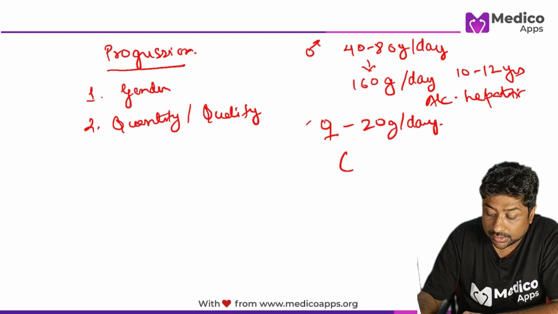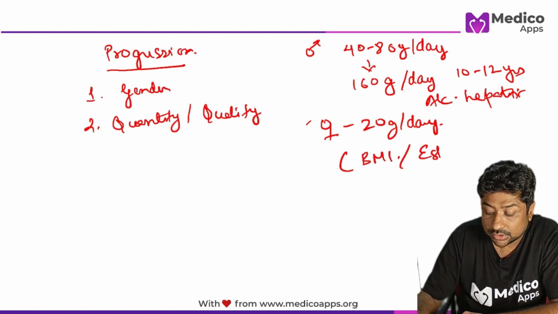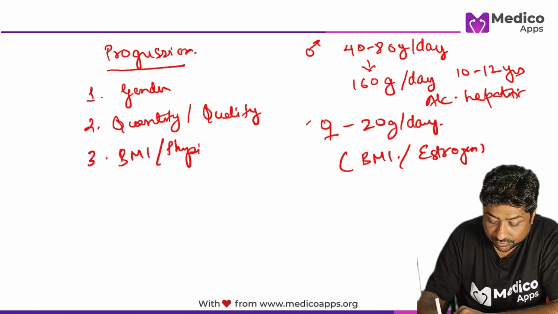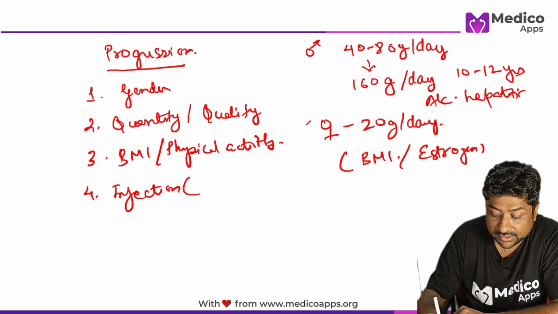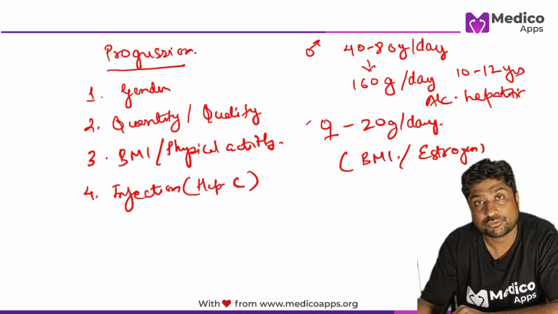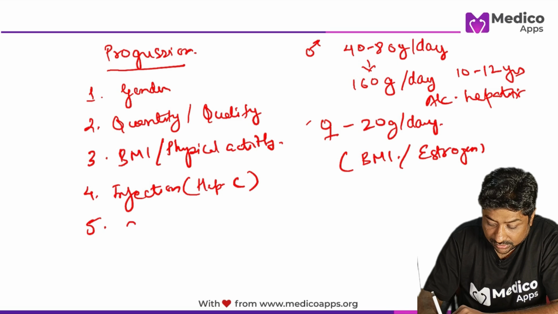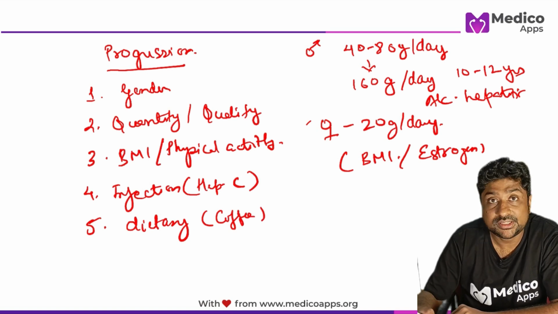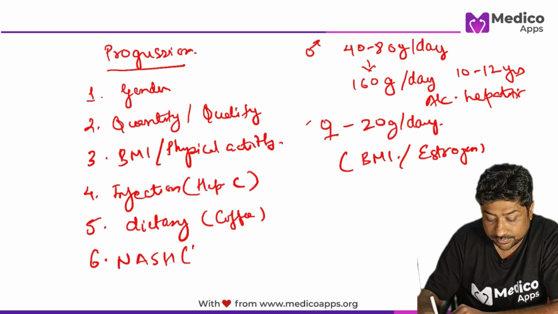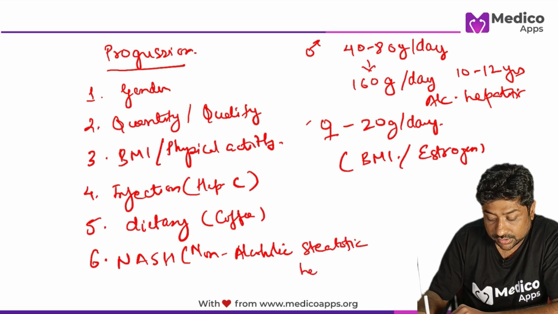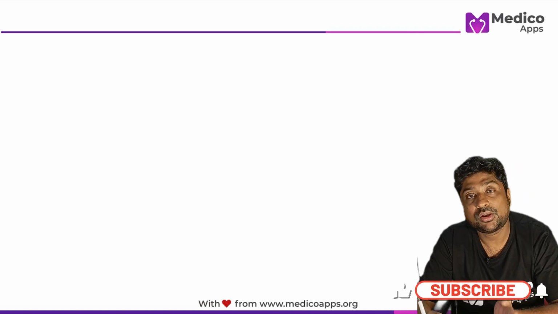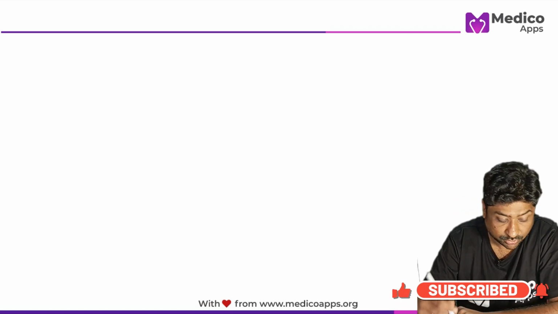This is primarily due to BMI differences as well as the estrogen in females, which predisposes them to increased damage by alcohol. The third factor is BMI and physical activity levels. Also, certain infections like hepatitis C may make the progression from hepatitis to cirrhosis faster. Dietary factors like use of coffee and decreased use of sugar are also contributing factors. Also, the presence of NASH, non-alcoholic steatotic hepatitis, makes the progression from alcoholic hepatitis to cirrhosis faster. So these are the factors which determine how fast alcoholic liver disease will progress from fatty liver to alcoholic cirrhosis.